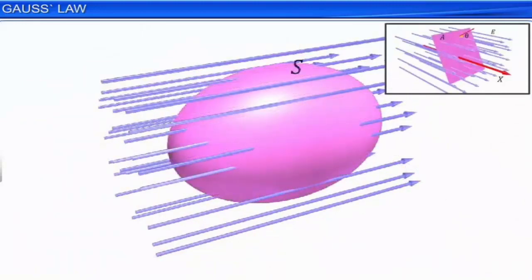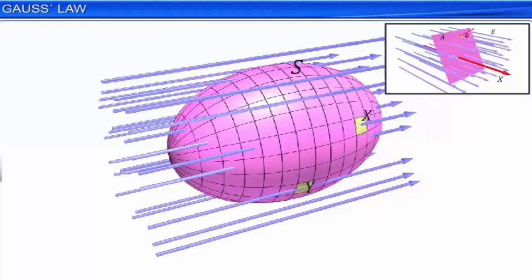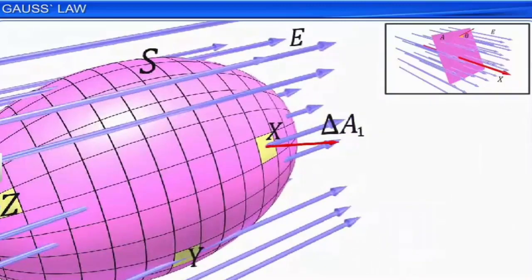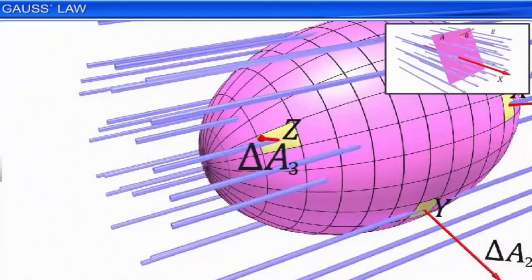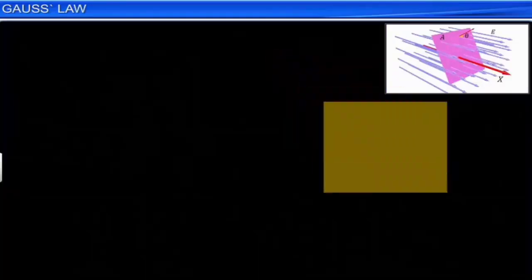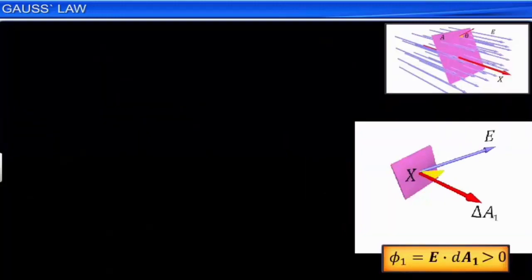Now, consider a closed surface S placed in the uniform electric field of strength E. Consider three elements X, Y, and Z on the closed surface having areas delta A1, delta A2, and delta A3 respectively. The electric flux through the element X is phi 1 equal to E dot dA1, and since the angle between the direction of the electric field strength E and dA1 is acute, the flux phi 1 through this surface is positive.